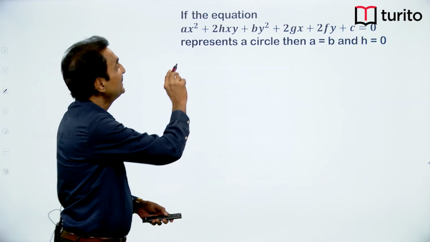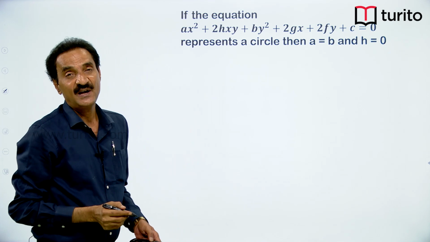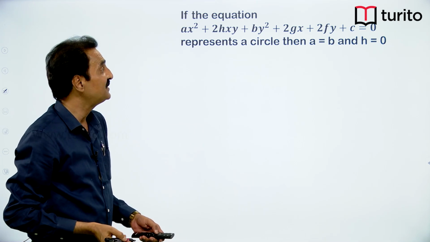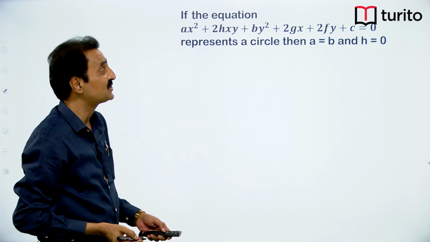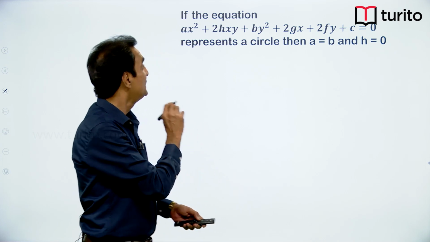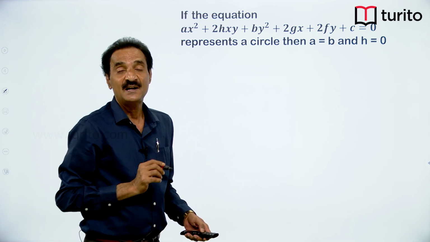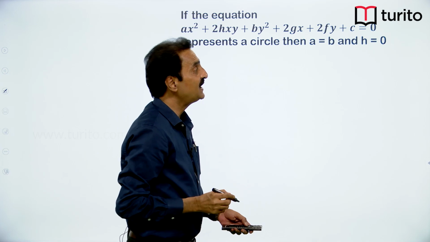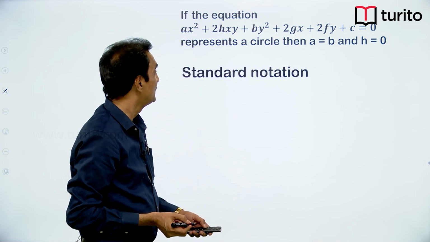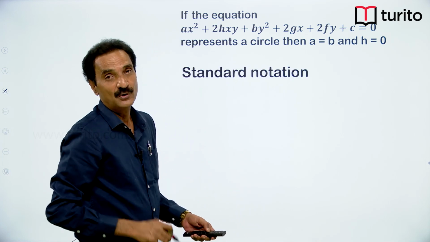Next point, if the second degree equation ax square plus 2hxy plus by square plus 2gx plus 2fy plus c is equal to 0 represents a circle, the conditions are a is equal to b and h is equal to 0. Next, standard notation.